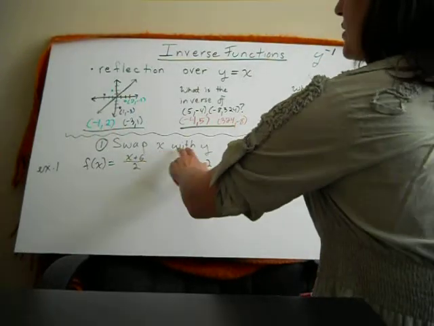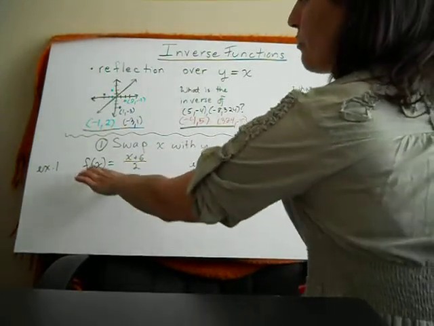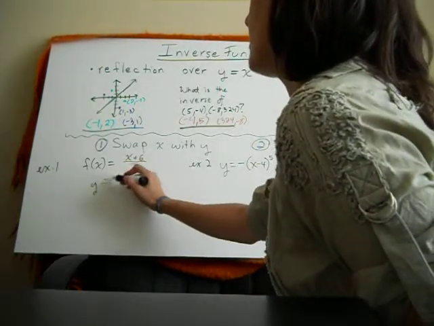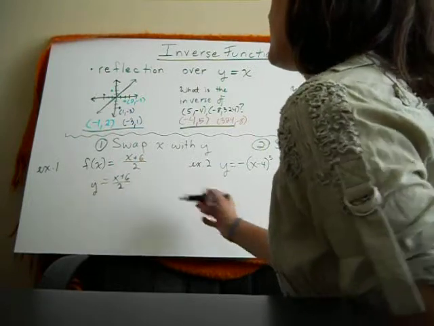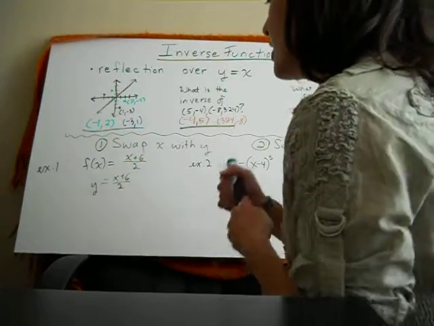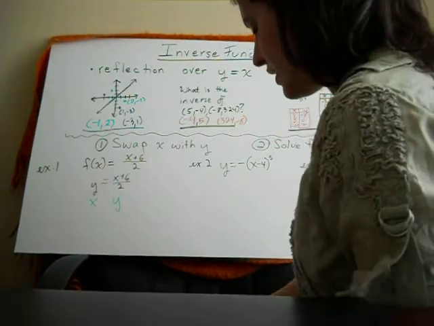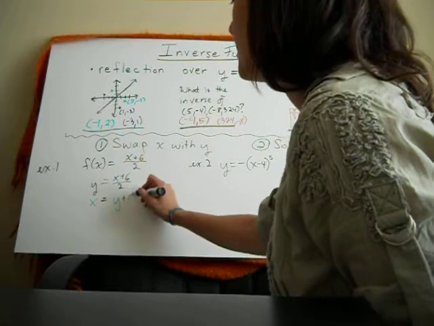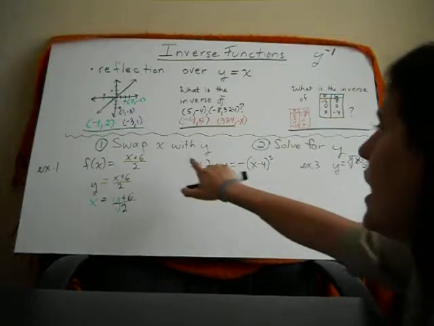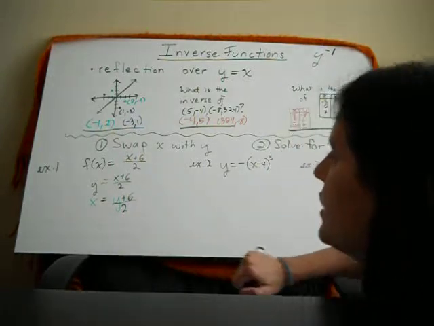Alright, our first step is to swap x with y. Now I don't have a y here, but you guys know that f of x is functionally y. So we're going to swap x and y, and I'm going to rewrite the same thing with x and y change places. So what I'm going to be solving is x is equal to y plus 6 over 2. So I swapped x with y. Everything else stayed the same. You see the plus 6 is still there, the 2 is still underneath.